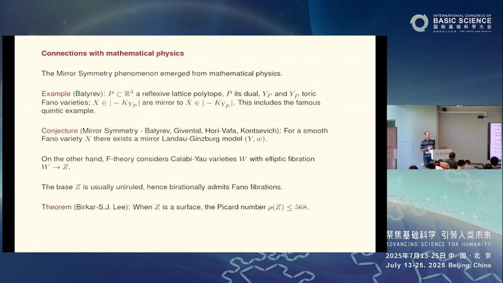And then we worked on this problem, and we finally showed that in this case, in fact, the Picard number cannot be too large. At most 568. So if you think about the whole universe, 500 is not such a big number. But more importantly, this is proved purely using geometry. There is almost no input from physics, except the original setup where you have an elliptic fibration. Beyond that, we don't use anything from physics. So this is purely algebraic geometry.